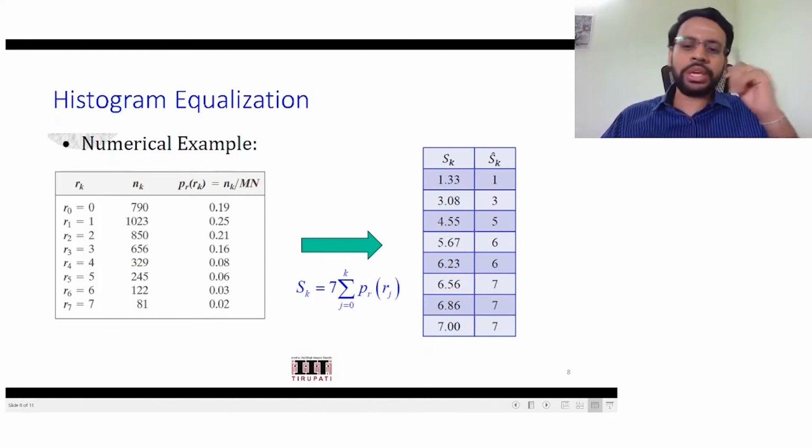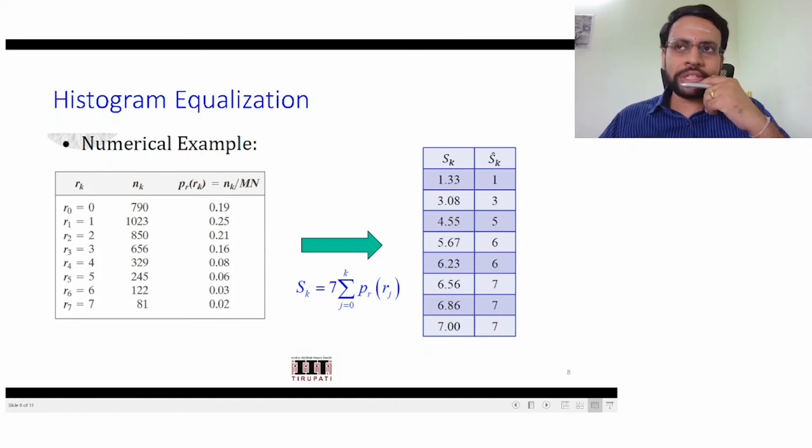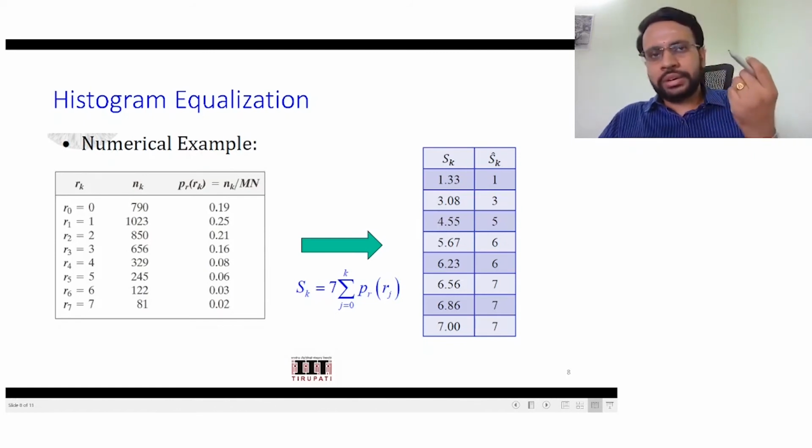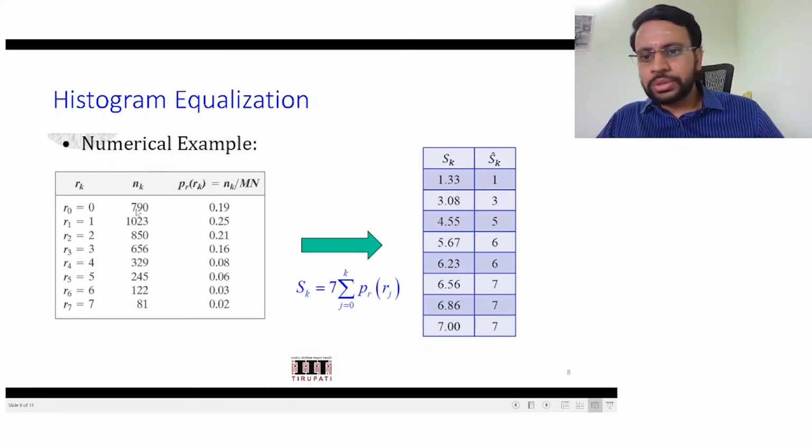Assume that you are using a 3-bit representation for storing the pixel intensity values, which means you could have values from 0 to 7. So that's what you are seeing here. R values are varying from 0 to 7. Now assume that you counted the number of pixels having each intensity value, for example 790, 1023, 850 and so on. You divide by the total number of pixels. If it has m rows and n columns, you divide by m multiplied by n and you end up with this. Now how do you compute the s values here?